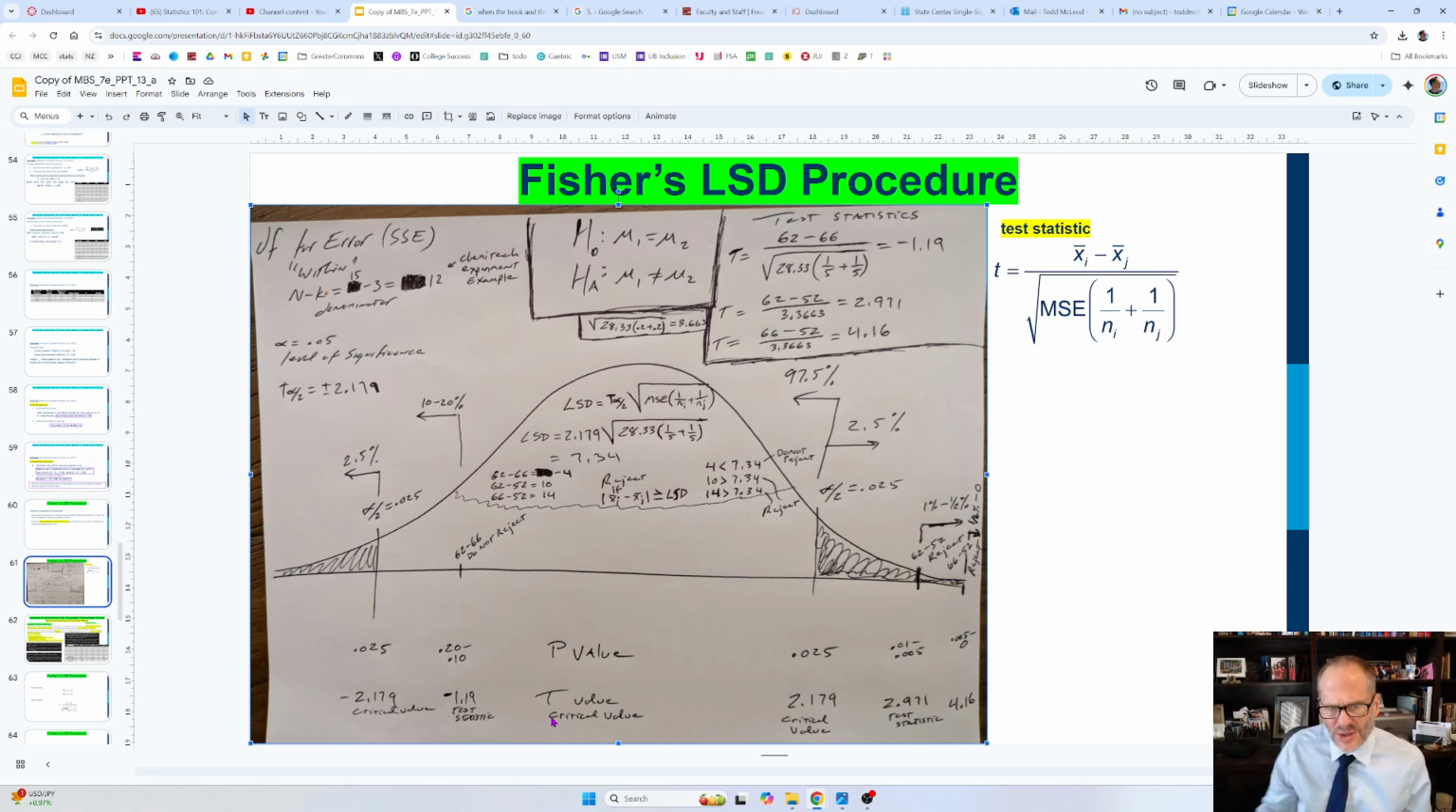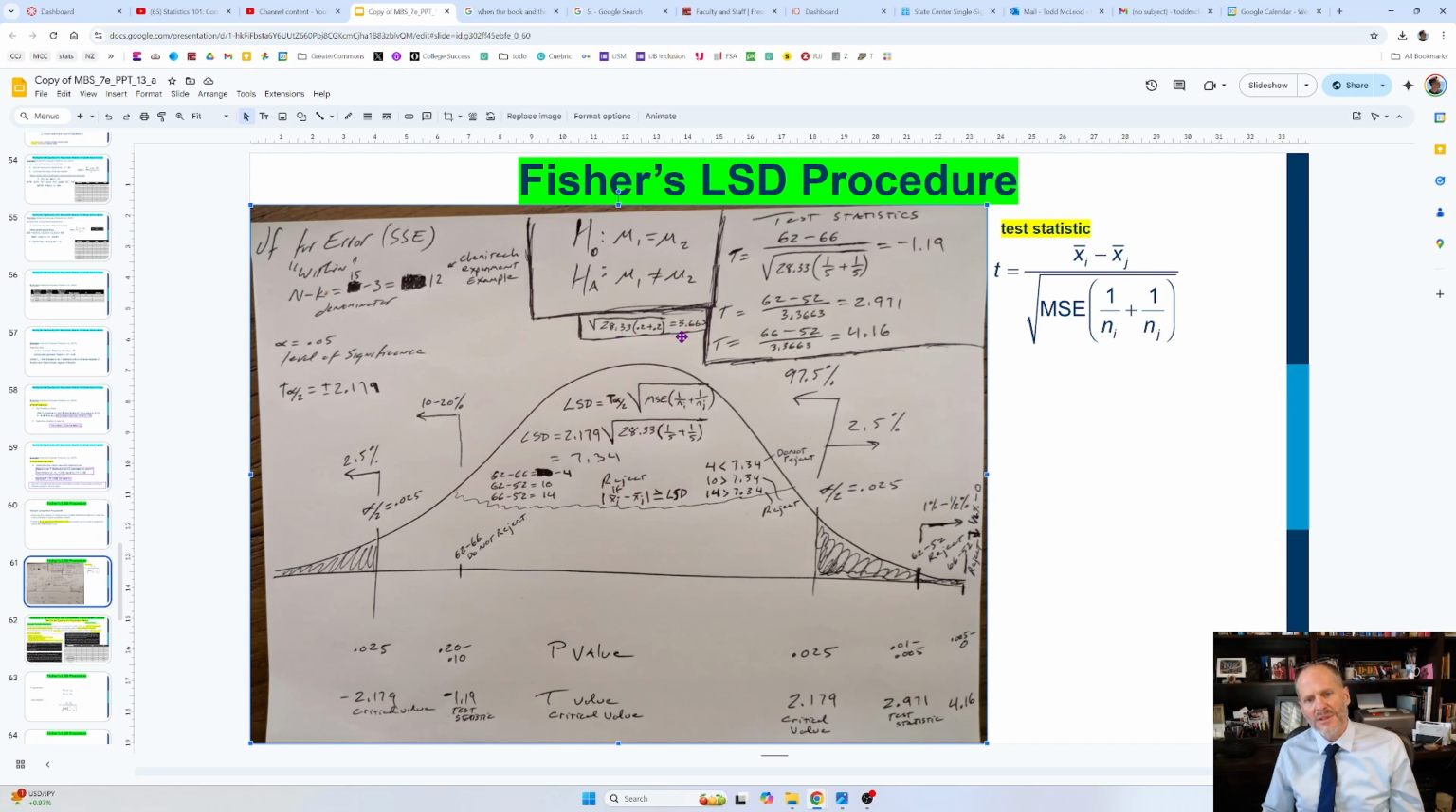And so here's the formula for Fisher's LSD procedure. It is t alpha over 2, and we already calculated that. That's our 2.179. And then it's this stuff from the denominator right here: the square root of MSE multiplied by parentheses 1 over Ni plus 1 over Nj. And when we stick in our numbers, we get 28.33 multiplied by that.